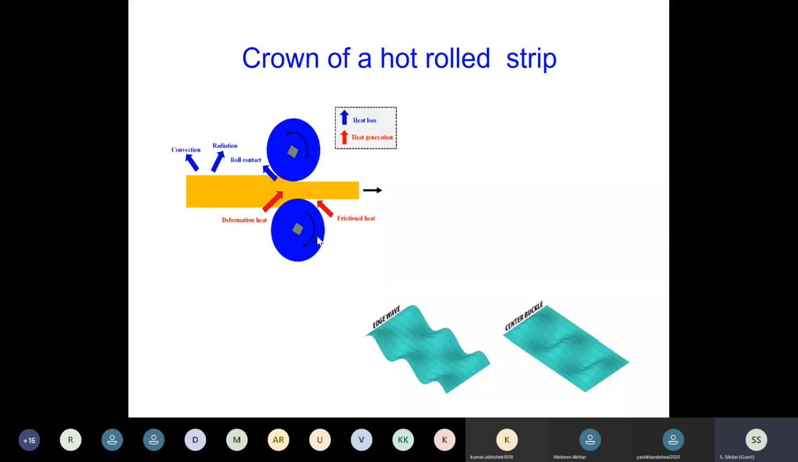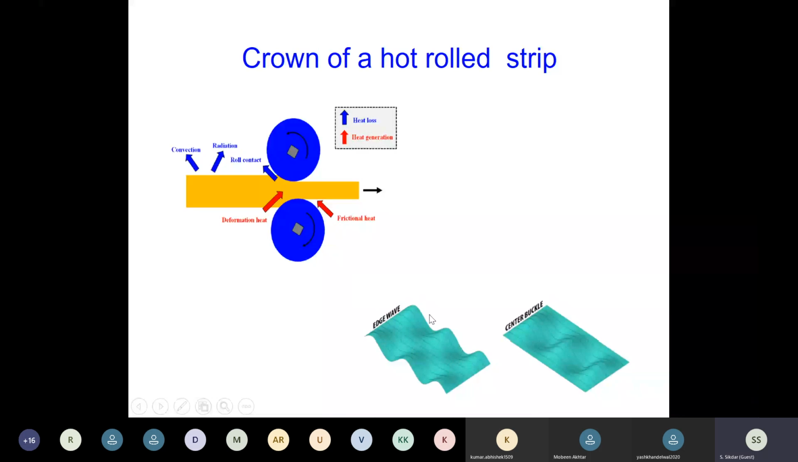As you know, in the case of rolling, this is the slab or whatever sheet that goes in, and its thickness gets shortened. These are the two rolls, called work rolls. Whenever it comes out, it's not necessarily flat.